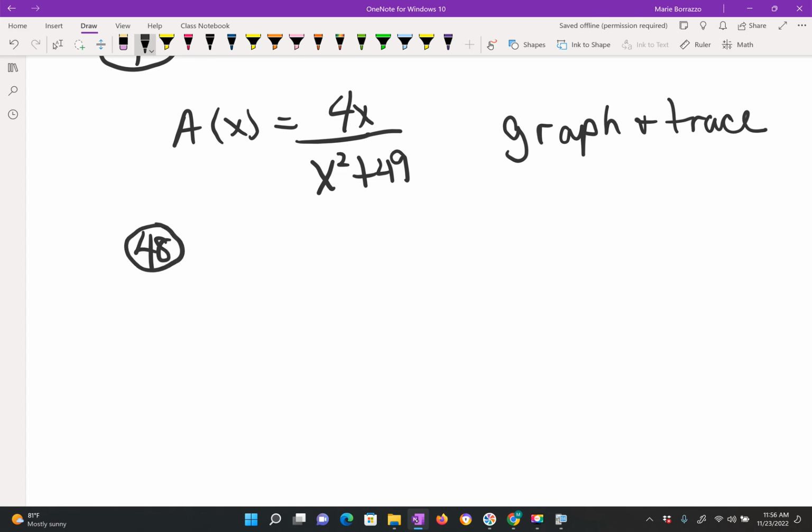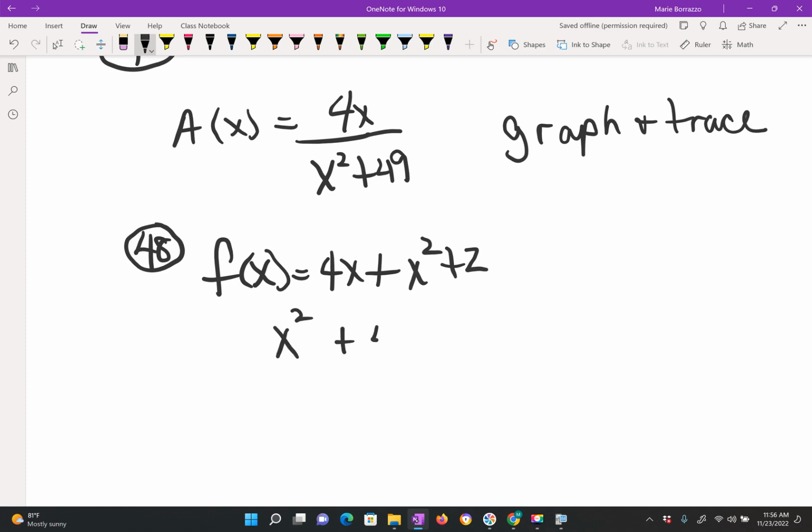On 48, we're looking at the absolute minimum. They're giving us f of x is equal to 4x plus x squared plus 2. So if we re-express this, this is really x squared plus 4x plus 2.